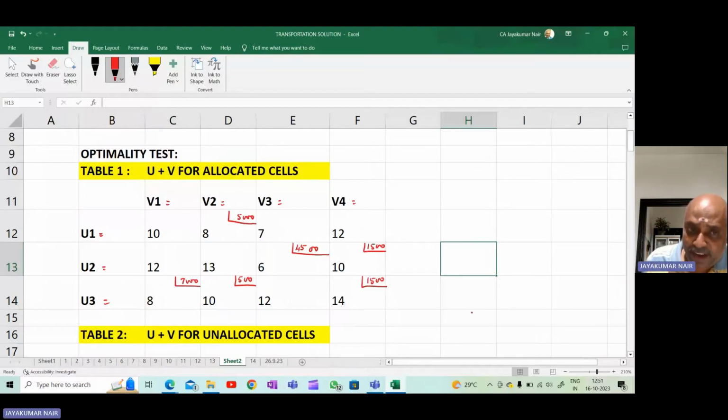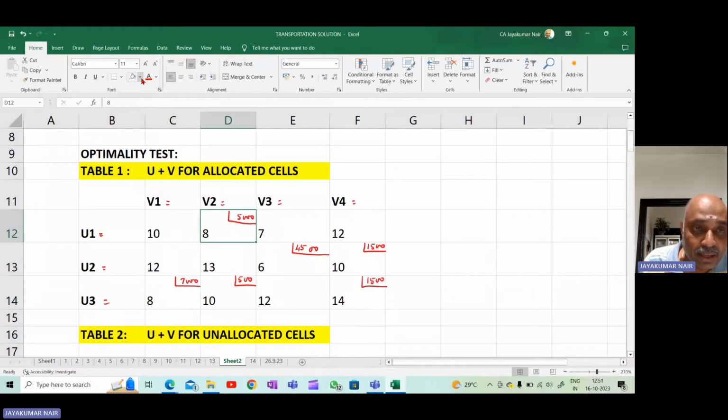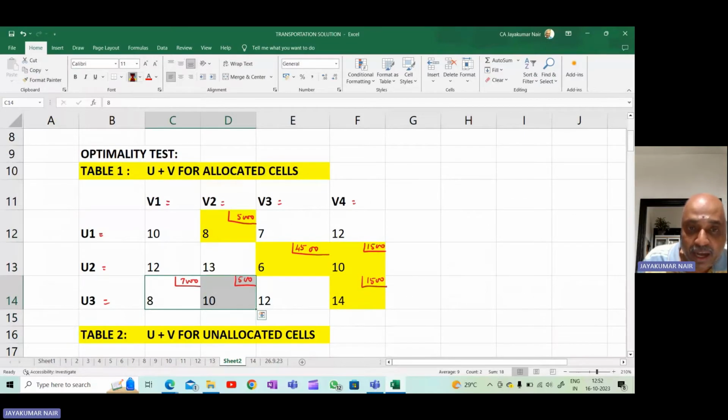Now, how do we find out the U plus V for allocated cells? Allocated cells means the cells where some allocation is made. These are the allocated cells, what I'm coloring, and the others are unallocated cells.